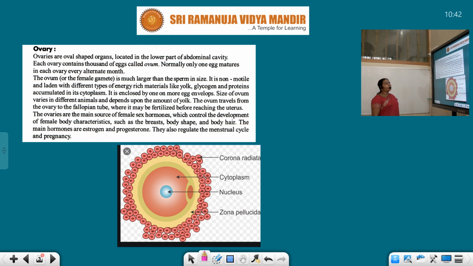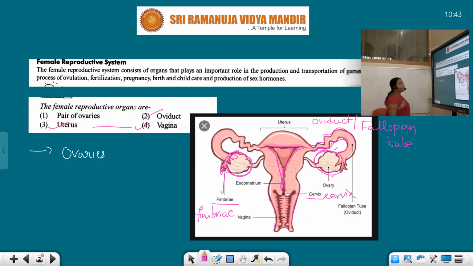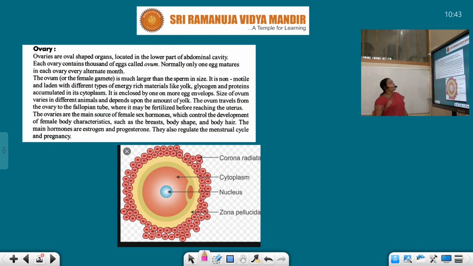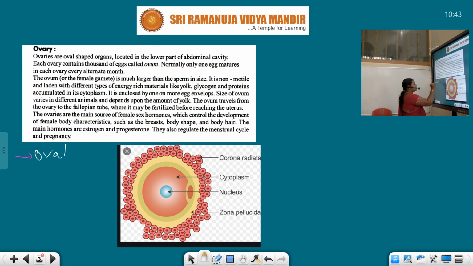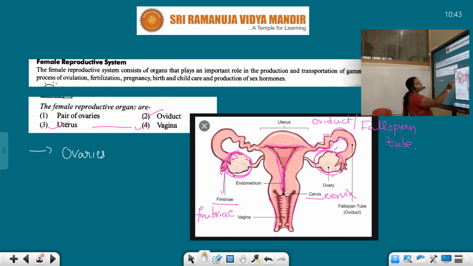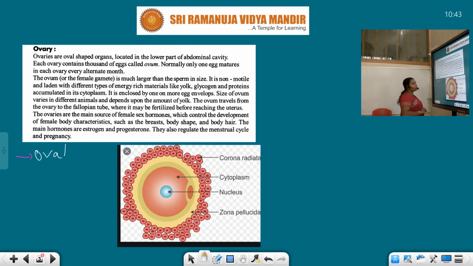And let us talk about the ovaries. Understand, students, this is the ovary, right? Ovaries are oval-shaped organs located in the lower part of the abdominal cavity. So what is the shape of the ovary, students? Oval shaped. You just see the picture, students. These are the oval-shaped organs located in the abdominal cavity.